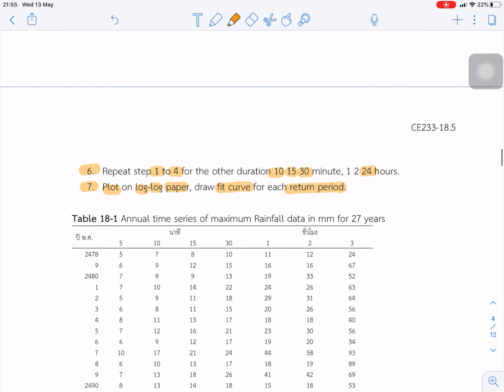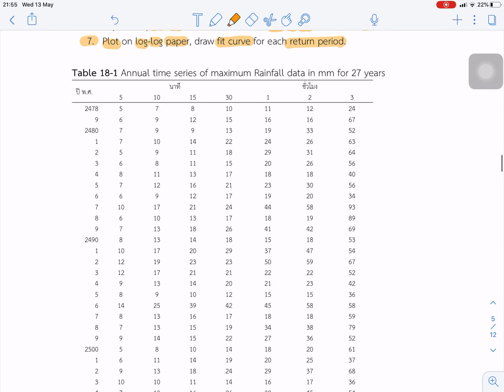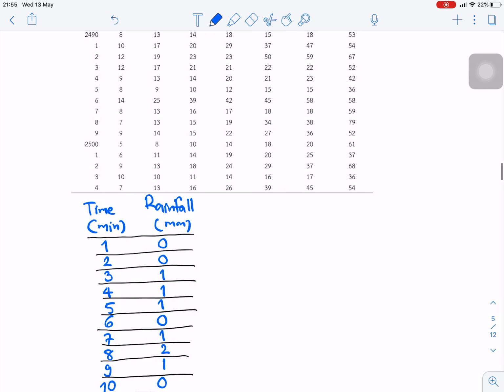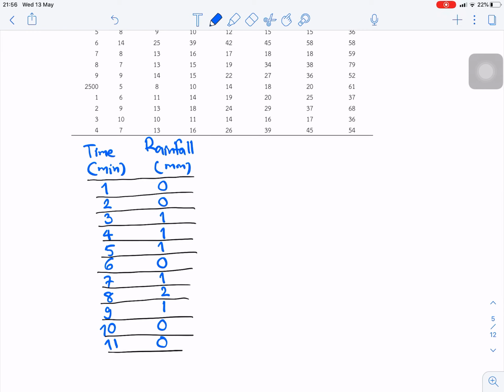Okay, we start from the first step. This is the annual time series of maximum rainfall data. This column is for 5 minutes, this for 10 minutes, 15 minutes. This number is from the observed data. How do we get this? We have to record rainfall depth from a tipping bucket automatic recorder. For example, we can record every minute: the first minute, the second minute, and then we put a frame for the 5 minutes.